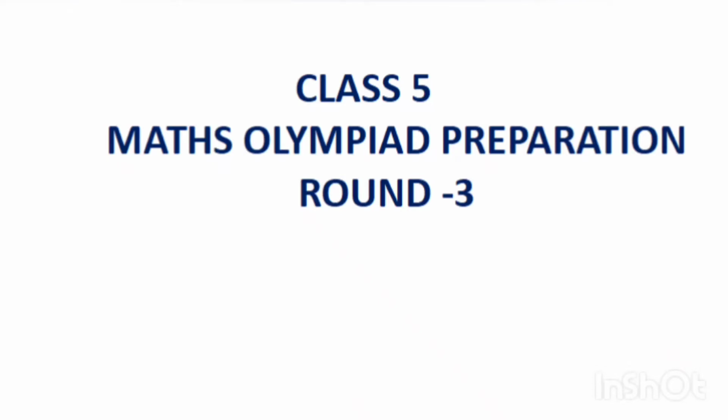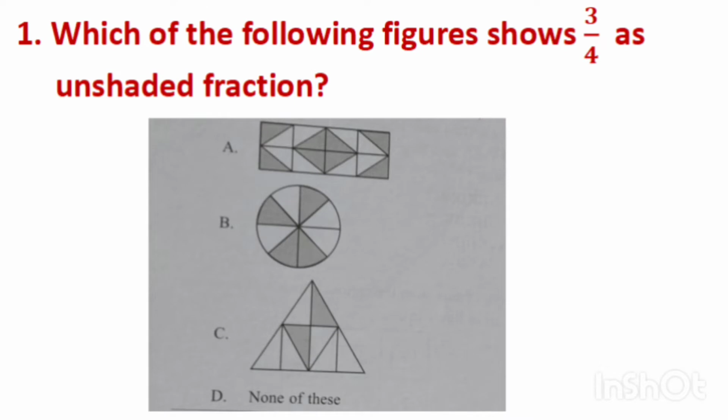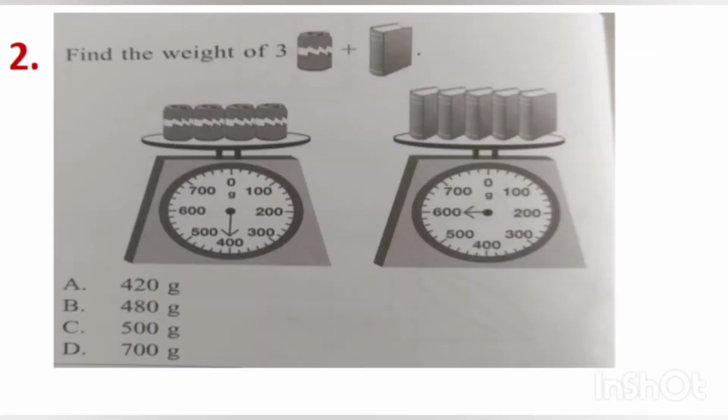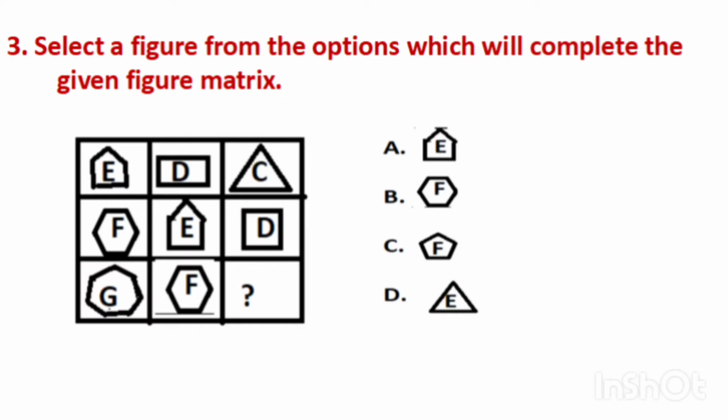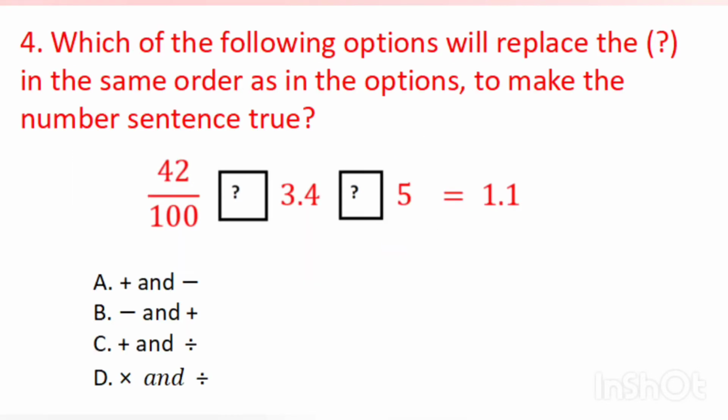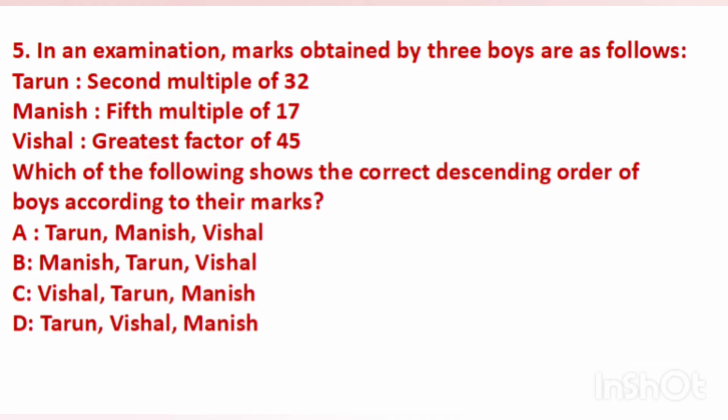Now you can see the third round of Maths Olympiad preparation questions. First you are given 5 questions, then we will discuss these answers. Just see the questions slowly and have a thought on that, and then you can see the explanation part of the same, right? So all the best.